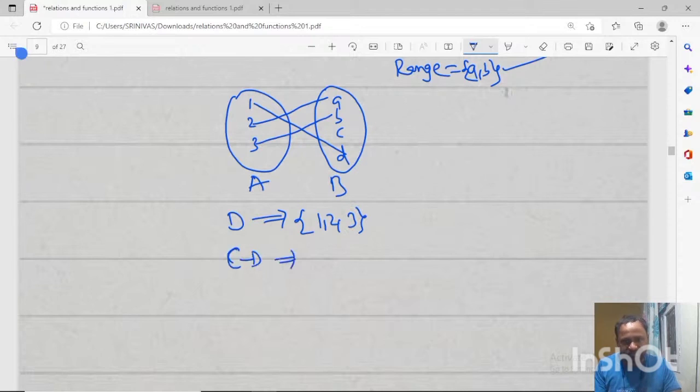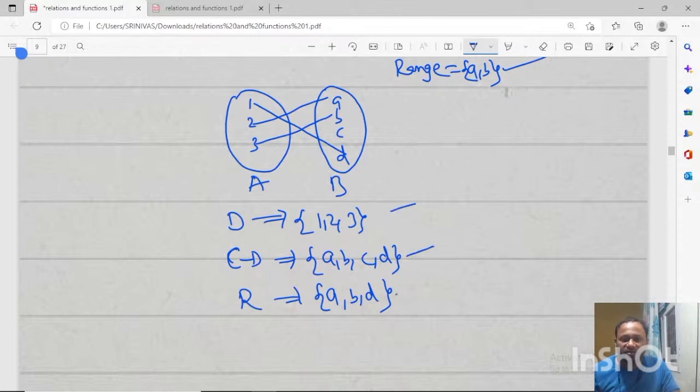Codomain is A, B, C, D. What is range? Range is the set of A comma B comma D, because C doesn't have a pre-image. That's why. So domain, codomain, range. Okay? This is about domains as well as ranges.